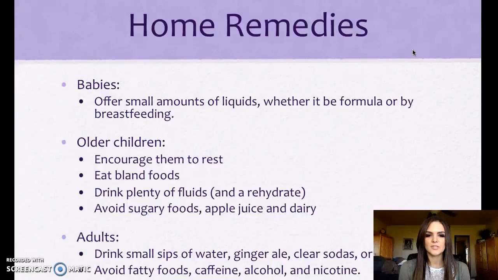In adults, it's the same as with children: they need to rest and eat bland foods, and they can suck on ice chips to help settle their stomach, and make sure they're drinking plenty of fluids. They recommended little sips of water, ginger ale, clear sodas or broths, and to avoid fatty foods, caffeine, alcohol, and nicotine, because that really upsets your stomach.